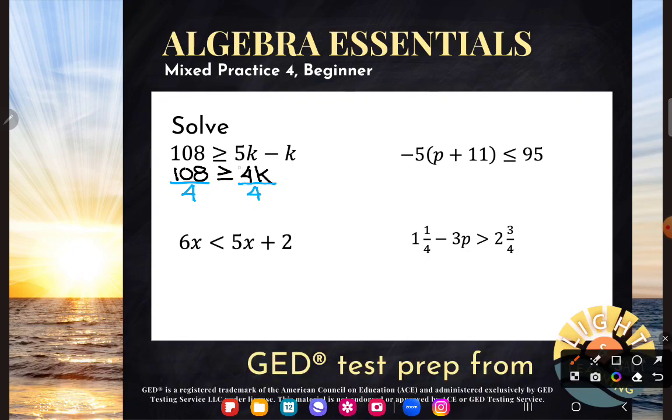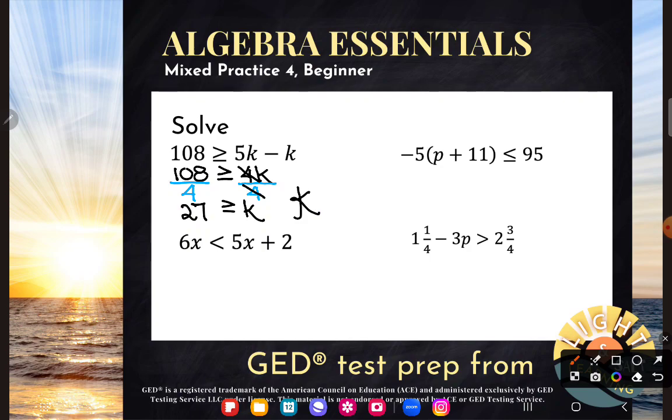On the right-hand side of my inequality, multiplying by 4 and dividing by 4 are opposites. They cancel. K's alone just like I wanted. I still haven't done anything to change that relationship between the two sides, so it's still a greater than or equal to sign. And then 108 divided by 4 is 27. Beautiful. 27.